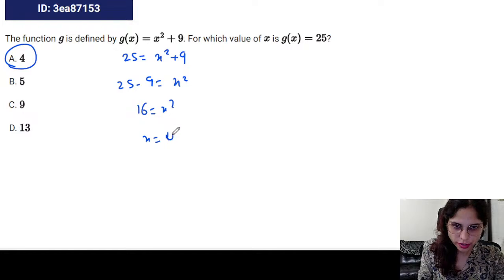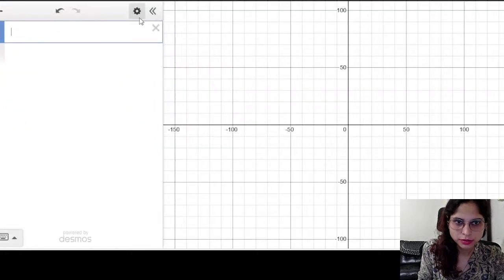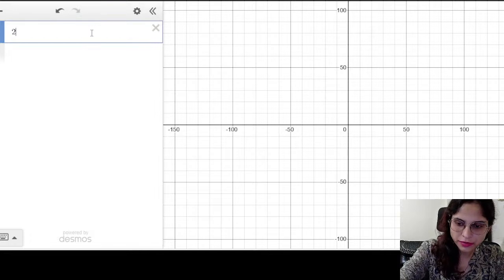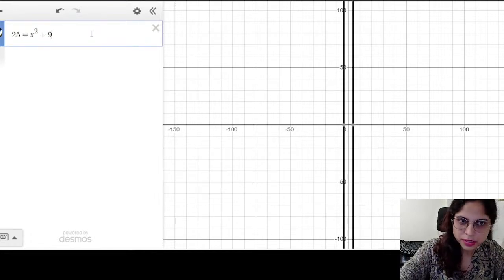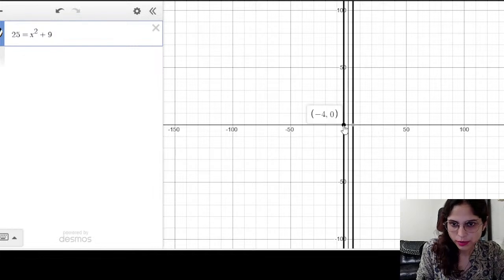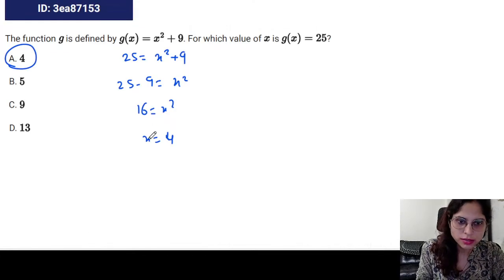If not, you can directly go to Desmos and put this in. So you just write 25 equals x squared plus 9. You will get two different values, negative 4 and 4. Negative 4 was not given in the options, so the answer is 4. Over here it will be plus minus 4. Negative 4 is not given, so the answer is 4. So you can directly go to Desmos after replacing g of x with 25.